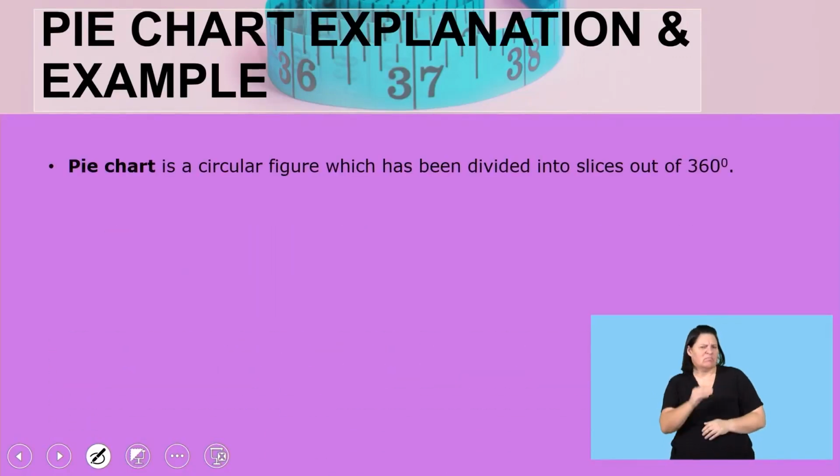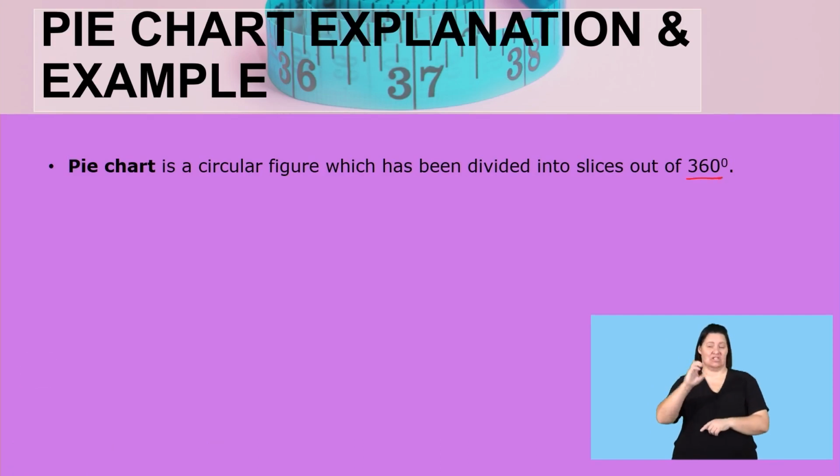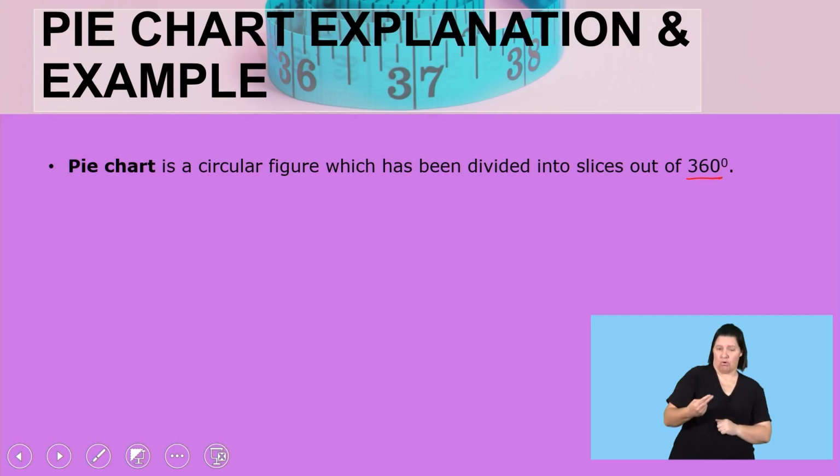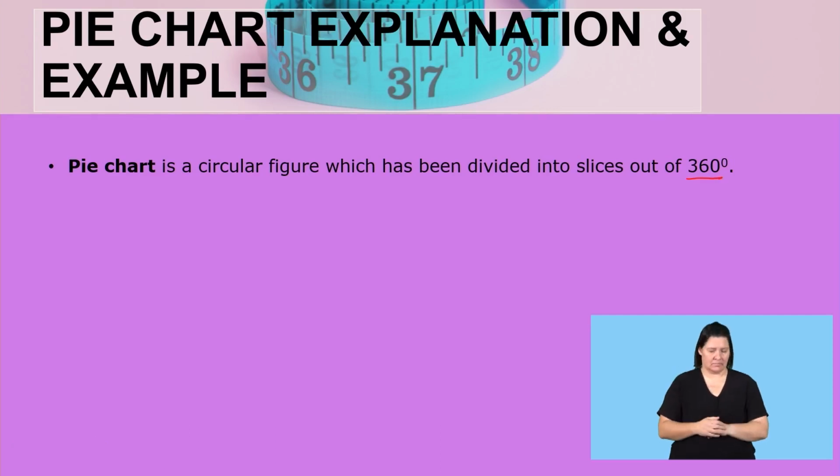Our lesson for today will be based on pie chart. What is a pie chart? A pie chart is a circular figure which has been divided into slices out of 360 degrees. Take note that when a pie chart is drawn, the angles are used, hence we say out of 360 degrees. But we don't have to draw the pie chart for our content.